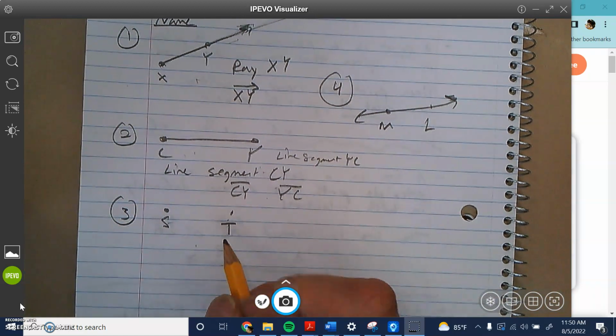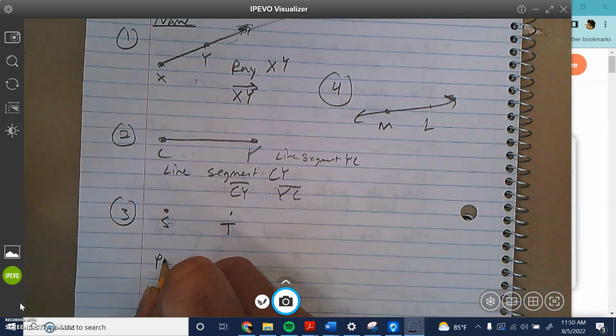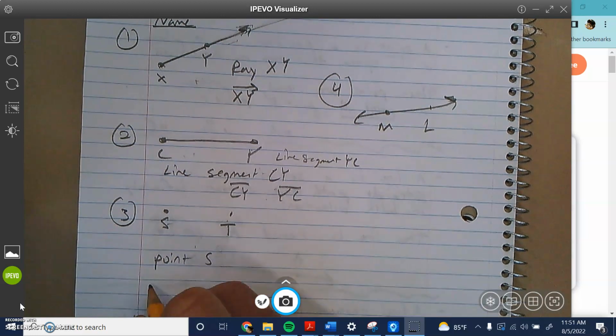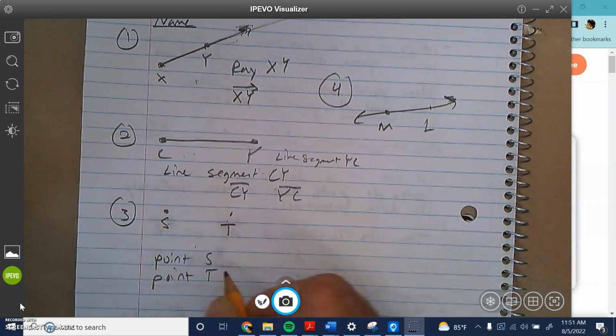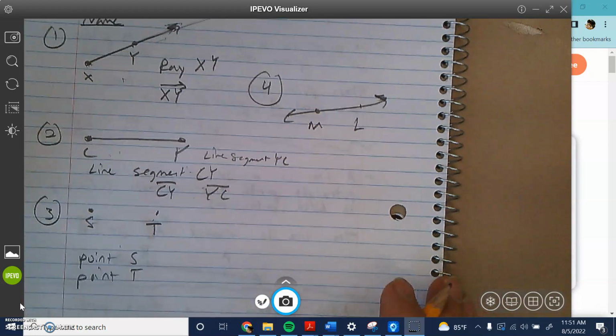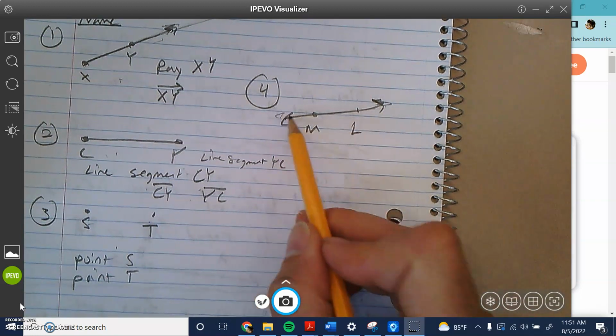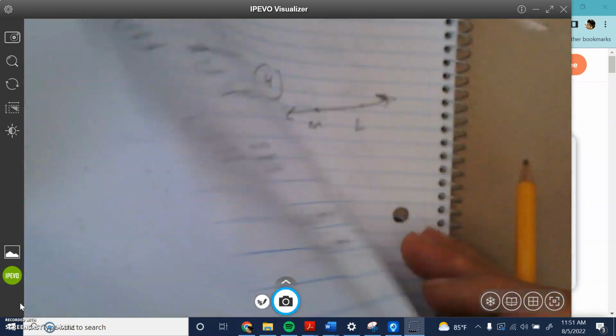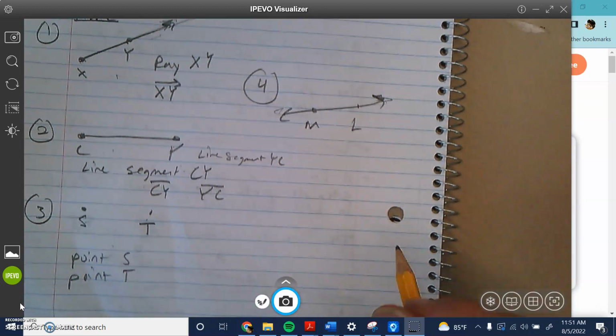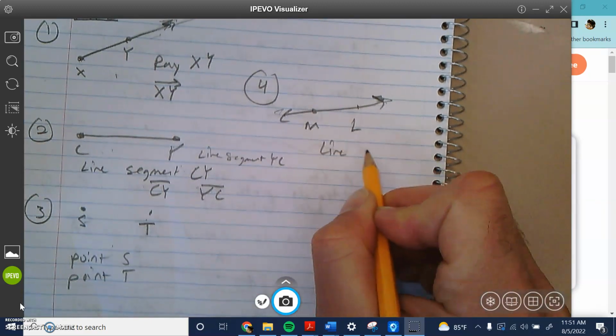This one. Oh, what are those? Yep, points. So it says point S, point T. That's it. Easy. Oh, this one extends in all directions. What is that? Go back and look at your notes. What's that? Yeah. That's a line.